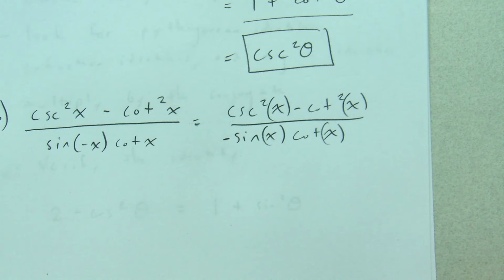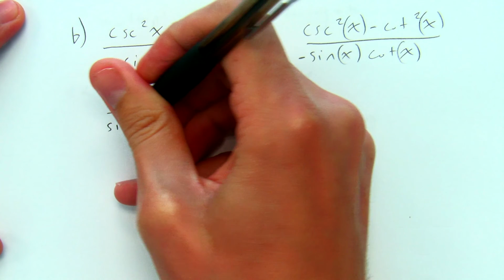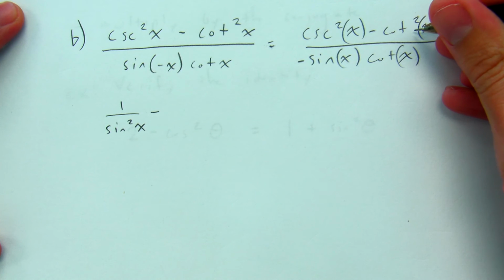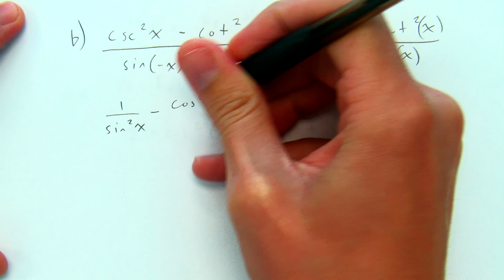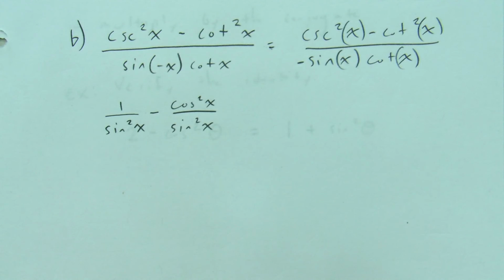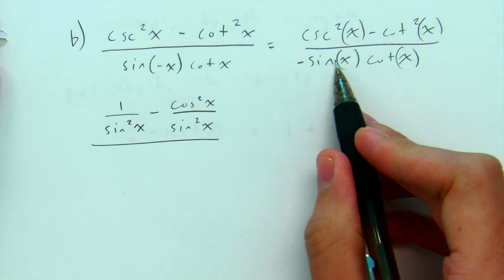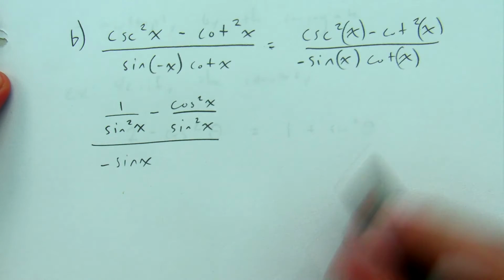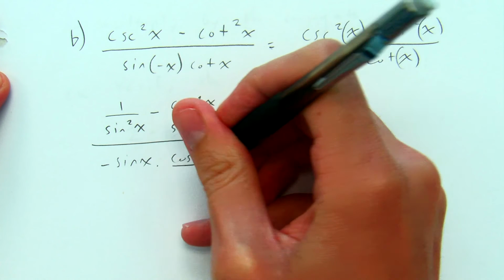Cosecant is 1 over sine. So cosecant squared is 1 over sine squared, minus cotangent is cosine over sine. So cotangent squared is cosine squared x over sine squared x, over negative sine is already in terms of sine, and cotangent can be written as cosine x over sine x.